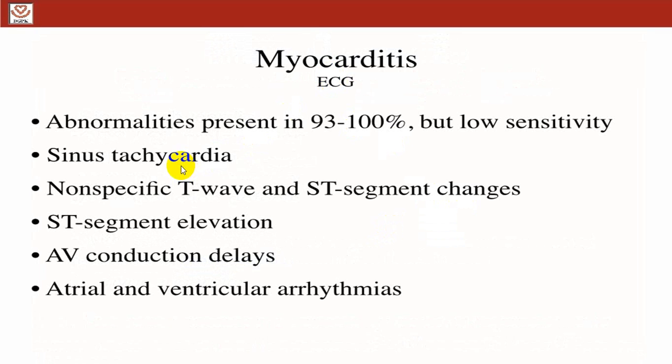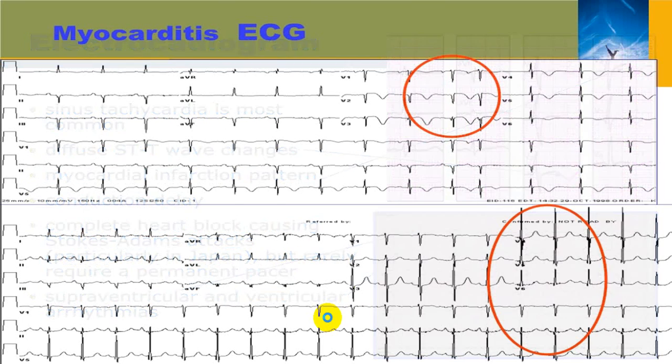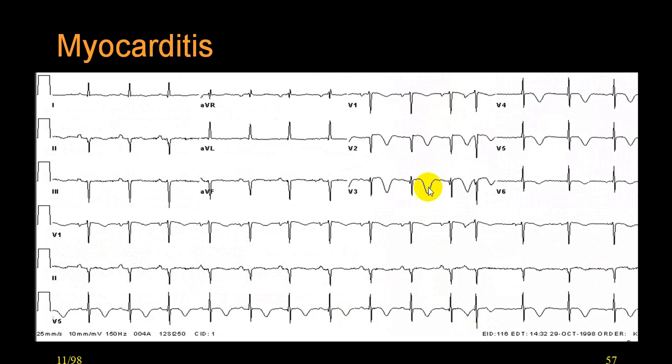So there are all non-specific changes: non-specific T wave and ST-T changes, sinus tachycardia, ST segment elevation, conduction disturbances, atrial and ventricular arrhythmias. So you can have all those types of changes. A good number of times it is misdiagnosed even as MI. You can see ST-T changes, T wave changes quite frequently, but you will have to correlate with the clinical picture.